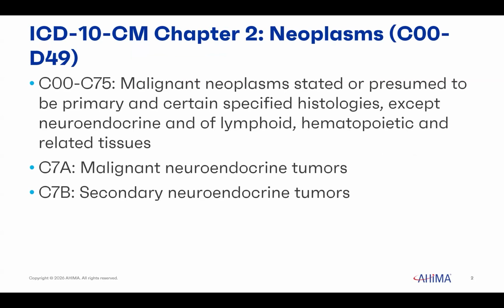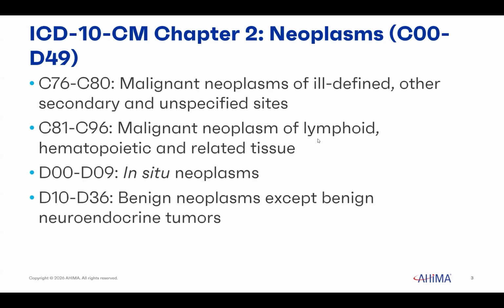Then we move into C7A, which is malignant neuroendocrine tumors, and C7B, secondary neuroendocrine tumors. C76 through C80 covers malignant neoplasms of ill-defined or other secondary and unspecified sites. C81 through C96 covers malignant neoplasms of lymphoid, hematopoietic, and related tissues, in other words, soft cell cancers. And then we have D00 through D09, in situ neoplasms. We'll get into what in situ means in just a few minutes.